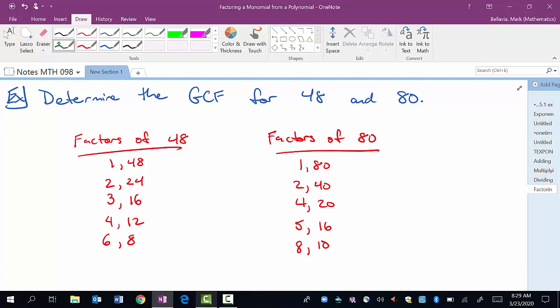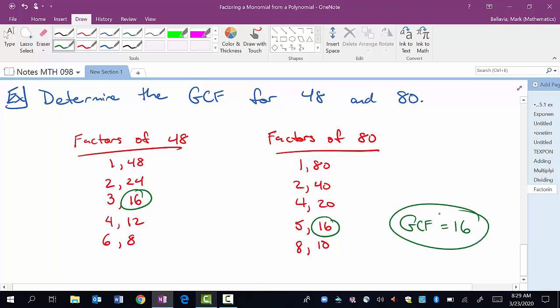So now the question is, we want to determine the GCF, the greatest common factor. The greatest common factor means the largest value that falls on both lists. Well, the largest number that I see in both lists would be 16. So the GCF here equals 16. Now, it's not the only common factor. It's just that the greatest one is 16.